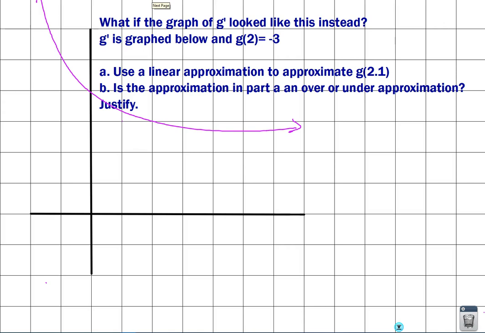Well, what if my derivative looked like this instead? Now what do you notice about your derivative? Well, g prime of 2 is still 3, but now your derivative is decreasing as opposed to increasing. Okay, so then use a linear approximation to approximate g of 2.1. Well, that's going to be exactly the same because my slope at 2 is still positive 3, so my tangent line is going to be exactly the same. So g of 2.1 is still approximately -2.7.